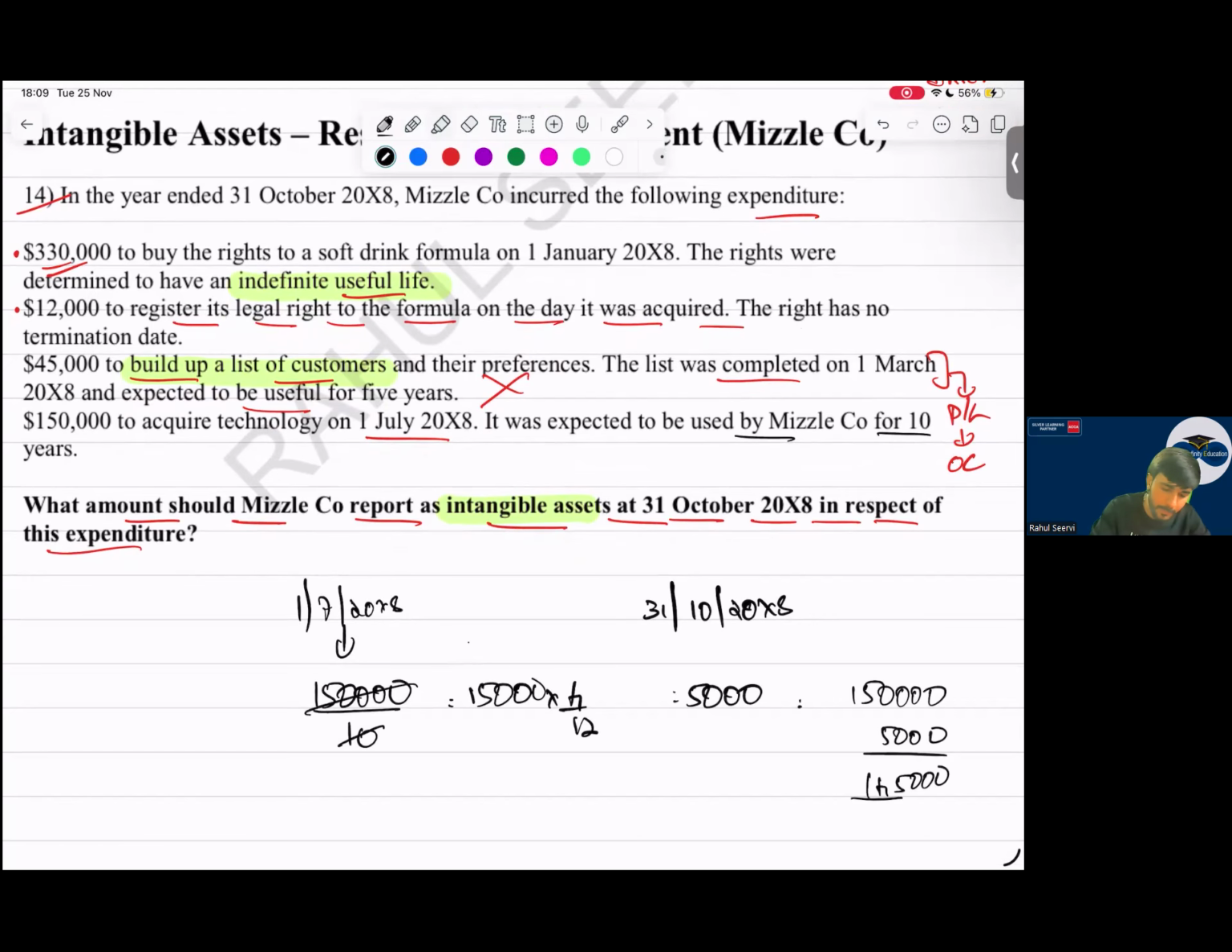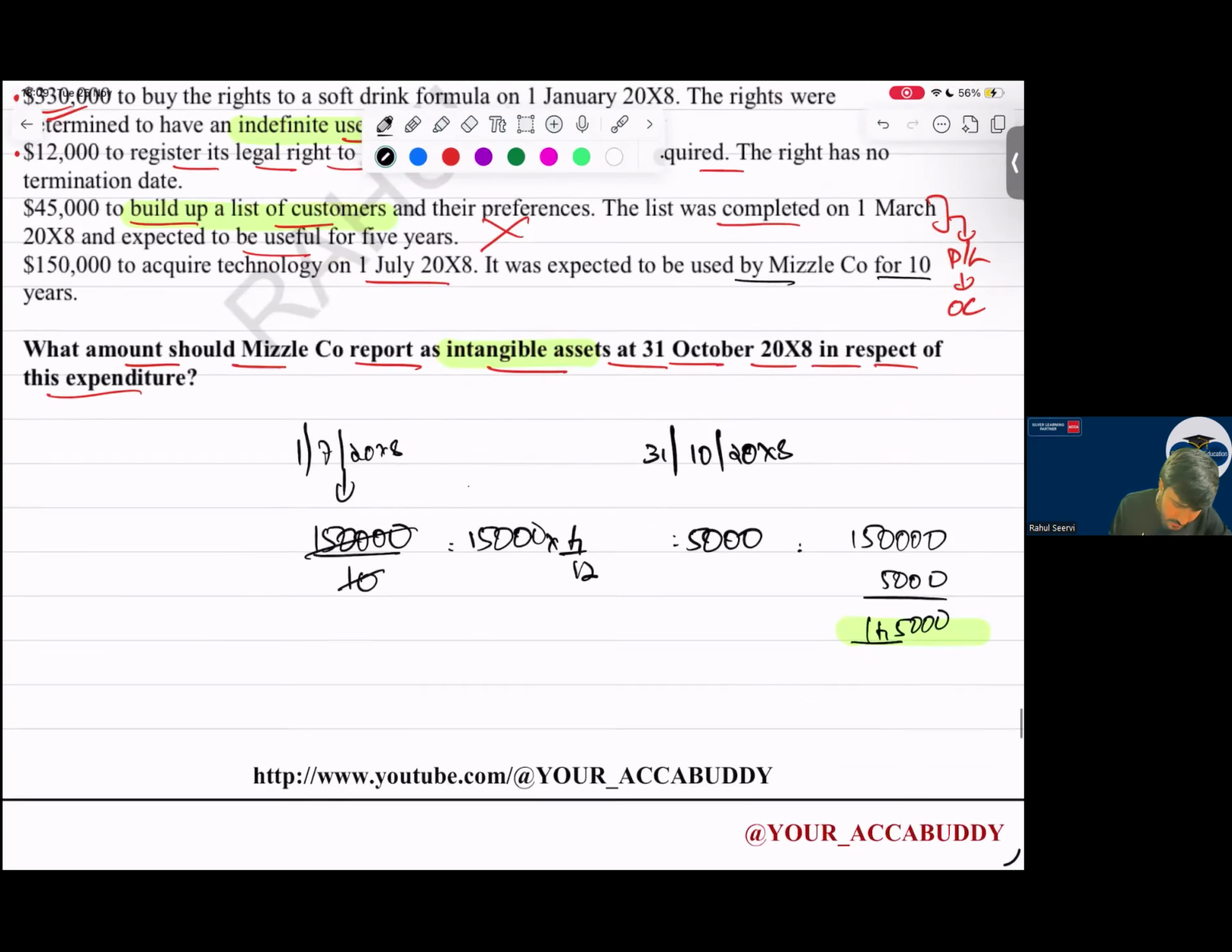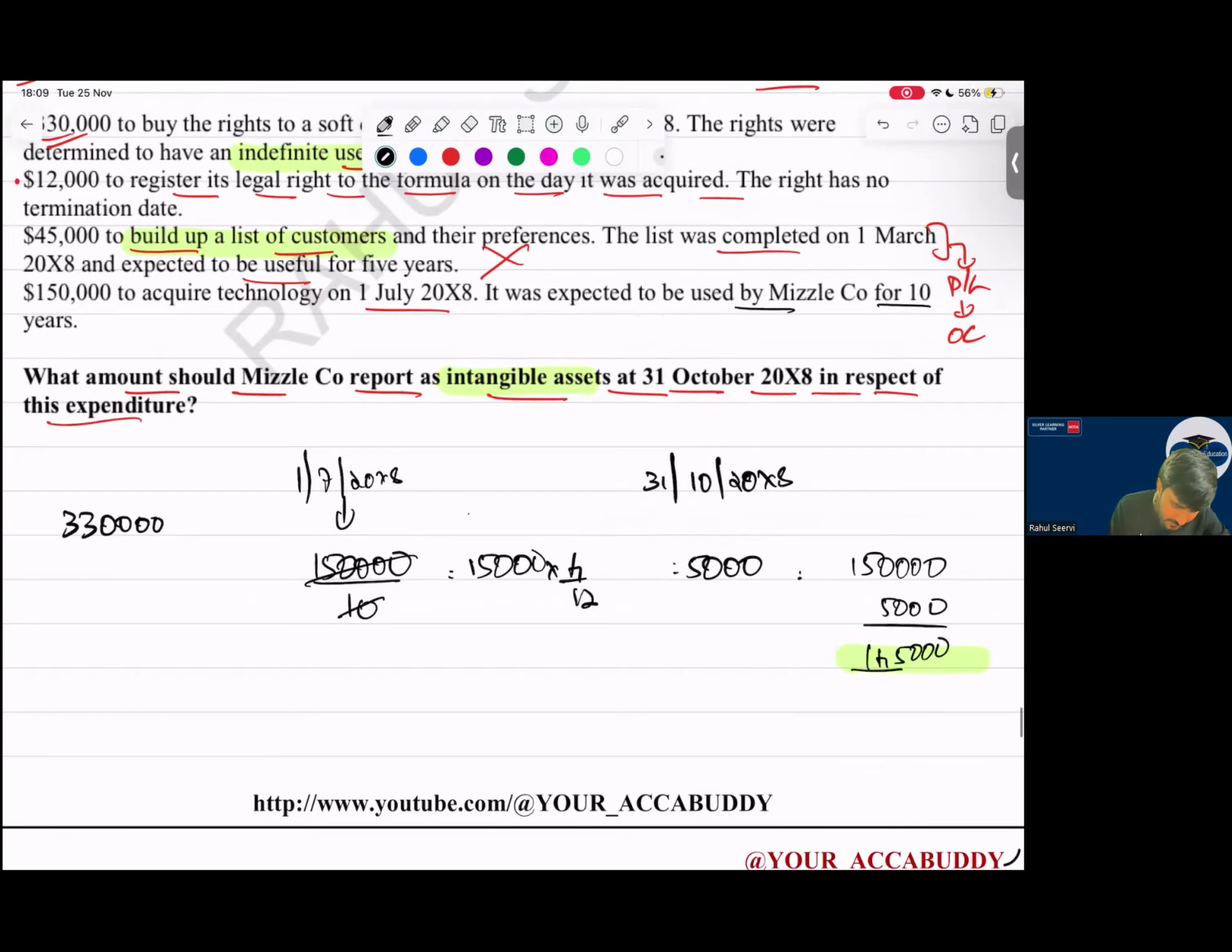Yes, sir. This we will take to intangible. We will take 330. We will take 12,000. We will take 145 also. What will we not take? We will not take the value of your 45,000. The customer list, we will not take it. It is an internally generated brand, so it will not be recognized. Simple. So what is the value now? $330,000, 12,000, $145,000, $487,000.